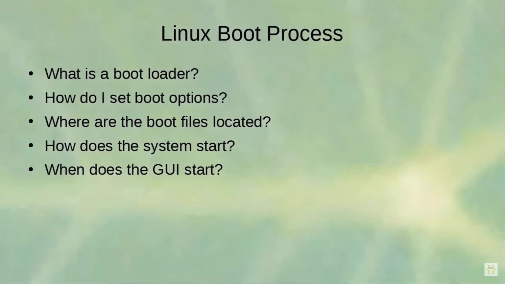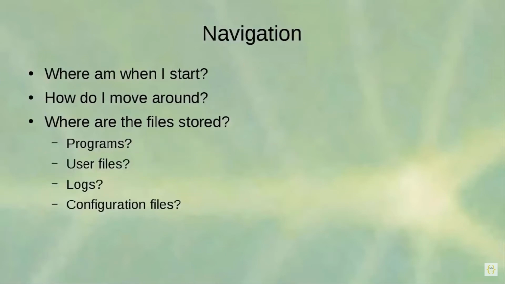And I guess we already talked about how the system starts and when does the GUI start. But there you go. Navigation. So when you log in, where am I? Oh, where am I when I start? So normally you start right there in your home directory. And how do you move around? Well, in the GUI, you can click on things and look at different directories, and that will show you what's in them. If you get a terminal up or if you log in from a terminal, you will start in your home directory and you can use the cd command to change directories.